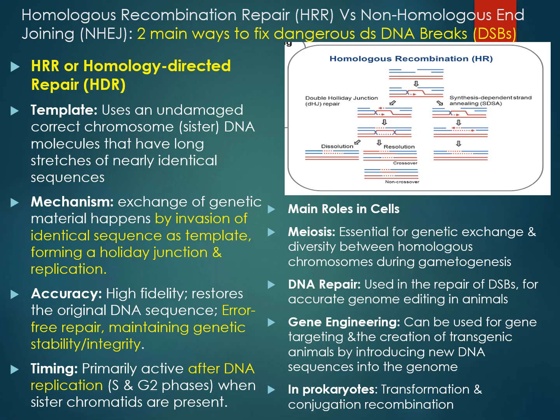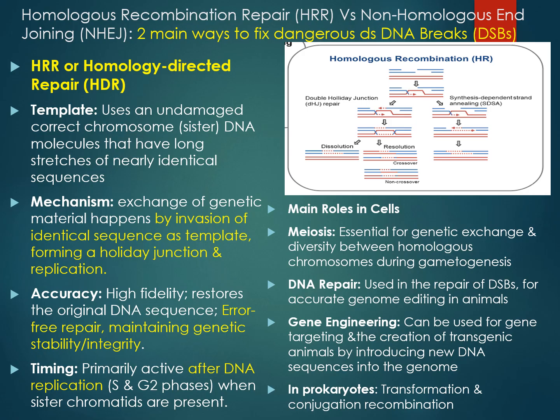It restores the original DNA sequence, so it is an error-free repair mechanism. It maintains genetic stability and integrity. It happens after DNA replication, especially in the S phase and then the G2 phase. The main role of homologous recombination repair is during meiosis. Homologous exchange happens during meiosis.